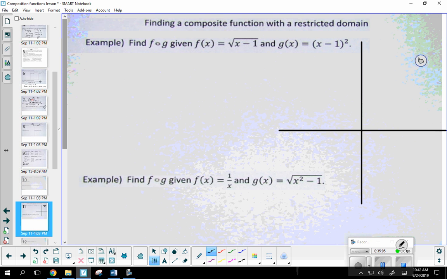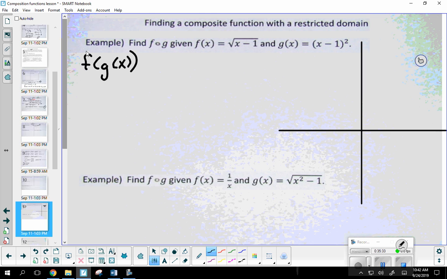Okay, so I want to go back to finding a composite equation, but then I want to have a discussion about finding the domain of that, because these are going to be kind of unique. Find the composition, f composed with g, given f is the square root of x minus 1, and g is x minus 1 squared. So what I'm wanting to do here is find f of g of x.